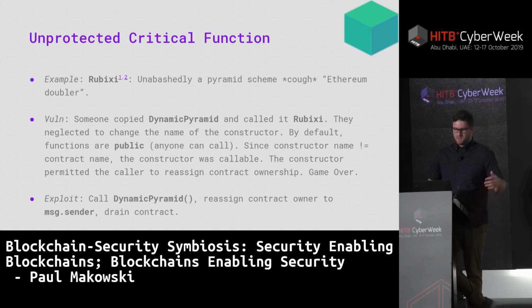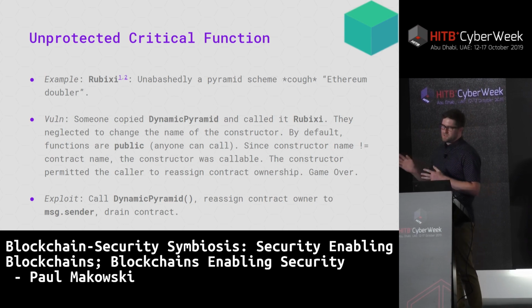So there was this smart contract called Dynamic Pyramid, which did exactly what it purports to do, namely, you get more people to invest in this pyramid scheme after you do, and then you get some sort of payout based on additional people putting funds into this system. So somebody copied this Dynamic Pyramid smart contract and renamed it to Rubixi. And Rubixi does exactly the same thing, just with a different name.